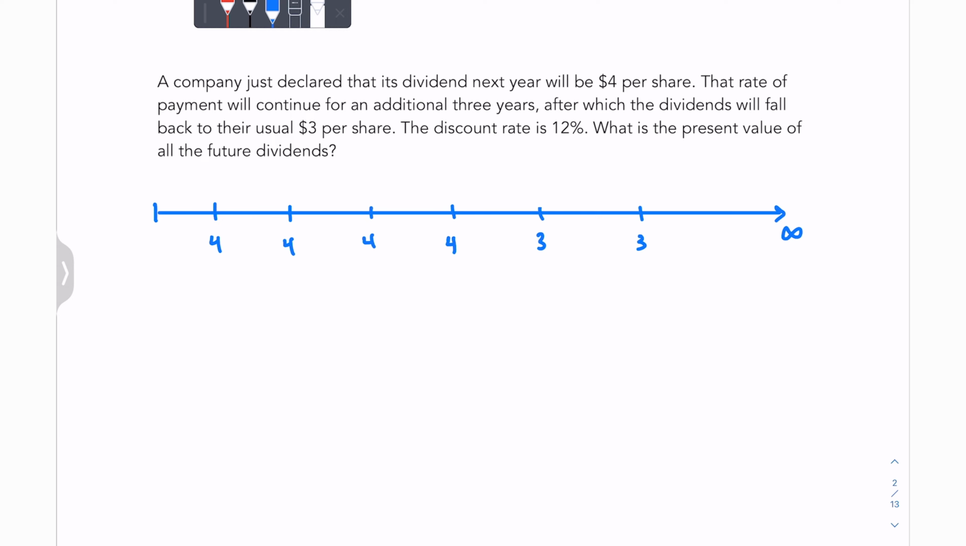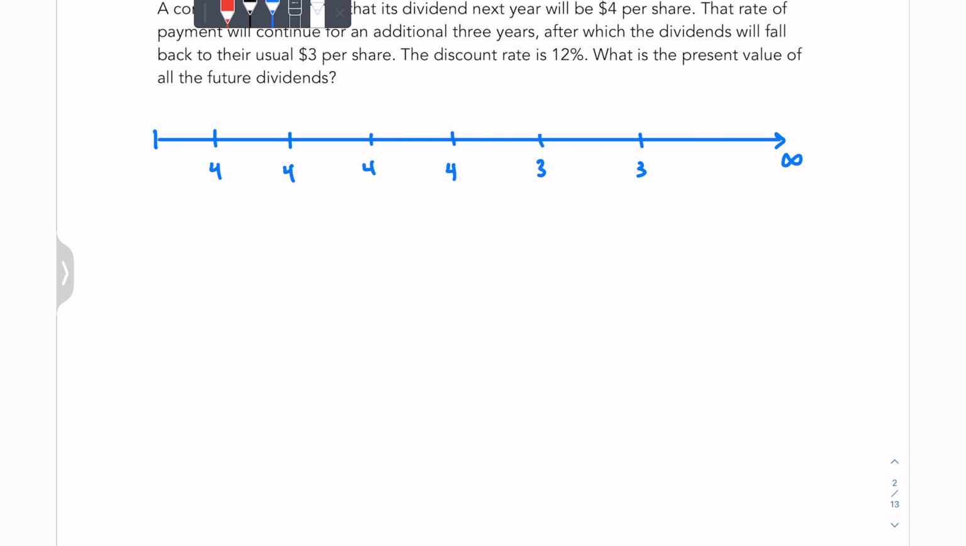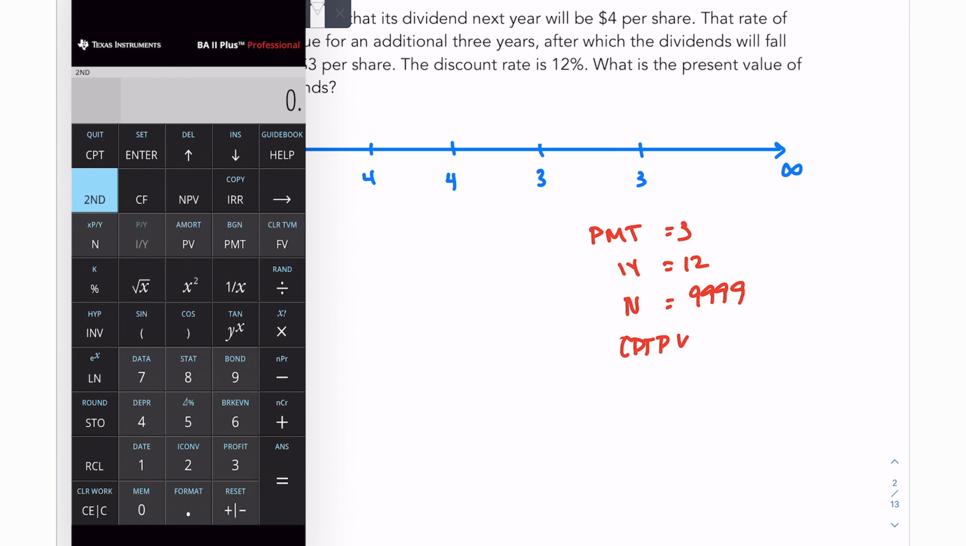The rate is 12%. So I'm going to start with my perpetual side. So here we'll set the payment to 3, the interest rate to 12. The N, we're going to set it as 9999, basically to mimic a perpetuity. And we're going to compute the present value. So 3 payment, 12 IY, 9999, and compute present value.